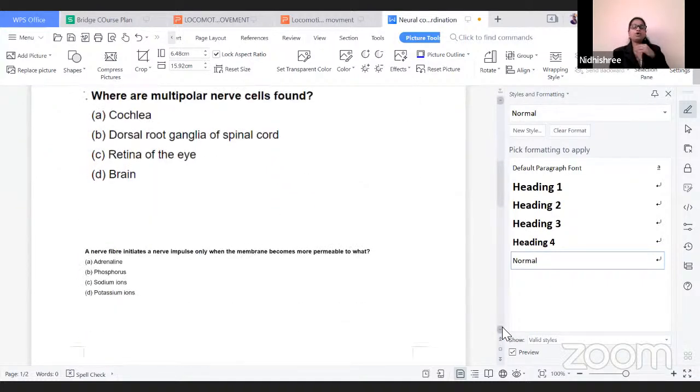Good. Then fourth question of 5-star bio, a nerve fiber initiates a nerve impulse only when the membrane becomes more permeable to what? Option A, adrenaline, option B, phosphorus, option C, sodium ions, option D, potassium ions. 5, 4, 3, 2, 1. Chaitra option A, Gayatri option A, Chandru option D, Kumar option D, Lohit option C.